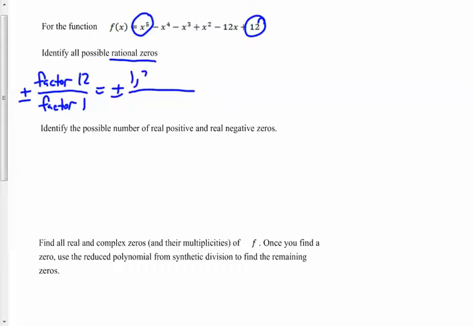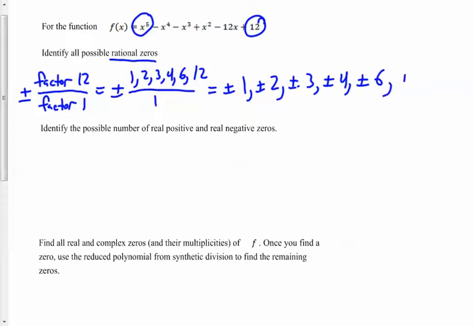Well, 1, 2, 3, 4, 6, and 12 all divide into 12. And our factor of 1, not so many choices, just 1. So we can take any number on the top with any number on the bottom. This leaves us with the possibilities: we could have positive or negative 1, positive or negative 2, and so forth. This tells us what are the nice rational numbers that we should check. From this, we know 5 could not be a 0 since it's not one of these possibilities we listed out.